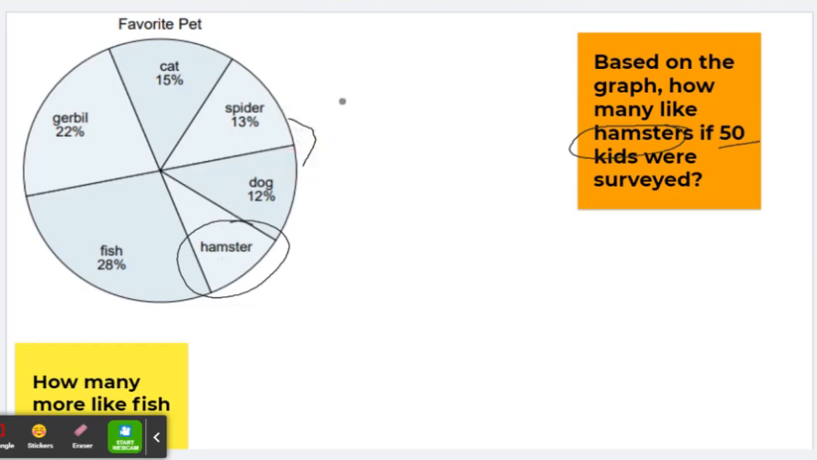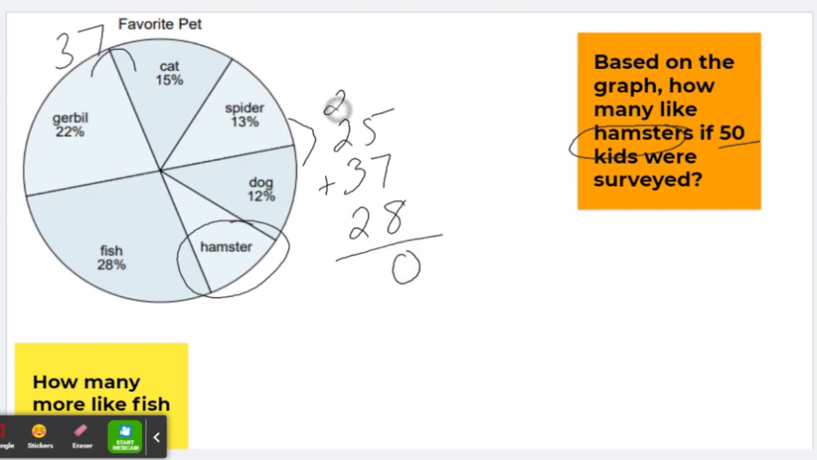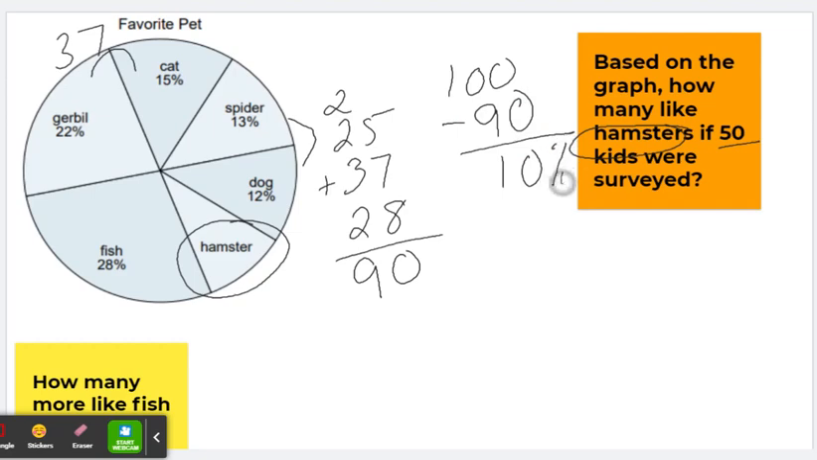So I'm going to look at these two here and add them up. That is 25%. When we add these two up, that's 37%, and then we have that one. So let's add them all. 25 plus 37 plus 28. So now we have 12 plus 8 is 20. So there's 90% there. That leaves us with 10% like the hamsters. And how did I get 10%? Because we know a whole circle graph is 100. All of those pieces that were given add up to 90, so that leaves us with 10%.